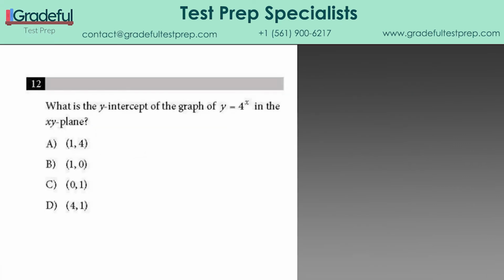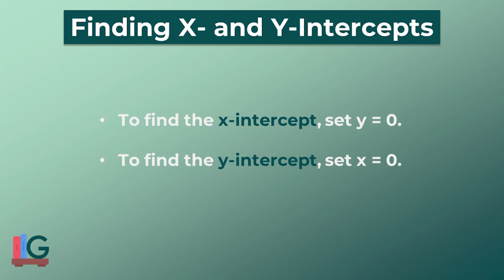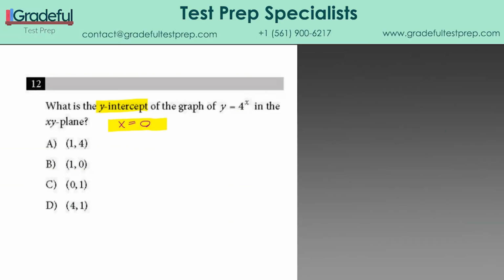Number 12 is a really hard question if you don't realize that there's a little reference being given to us, which is the idea that to find a y-intercept, that means that x is 0. So let's go ahead and do that. Y equals 4 to the 0. Anything to the 0 power is 1. And now we know that the answers have to be either C or D because they both have a y value of 1. And we also already knew that x was 0. So that narrows it to answer choice C for number 12.